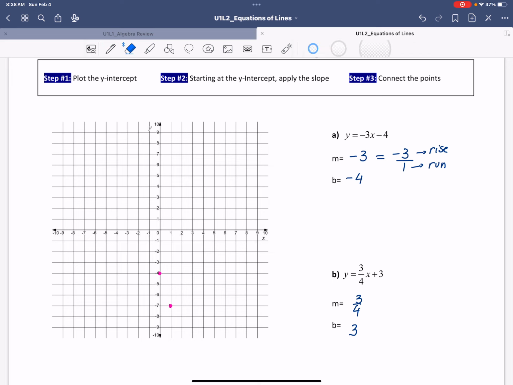So to draw the graph of a line, to draw any line, all we need is 2 points. And we'll connect them.